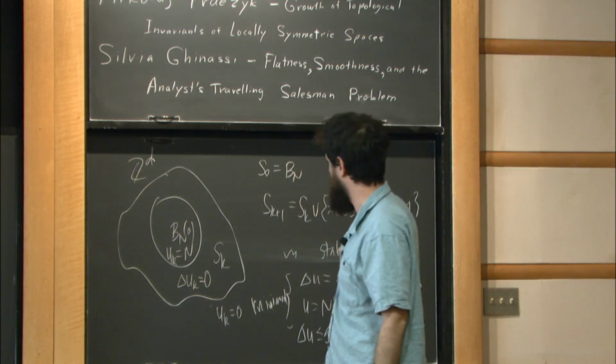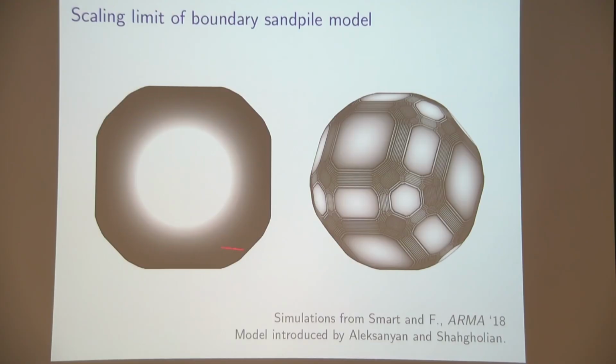And when you take the scaling limit as n goes to infinity, you rescale, you see shapes like this. And you might think that you'd get a ball when you do this. I mean, everything looks rather symmetric, but you don't.